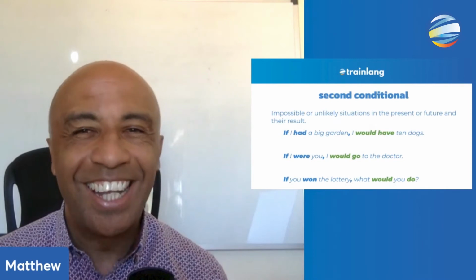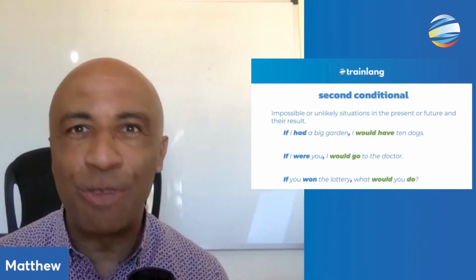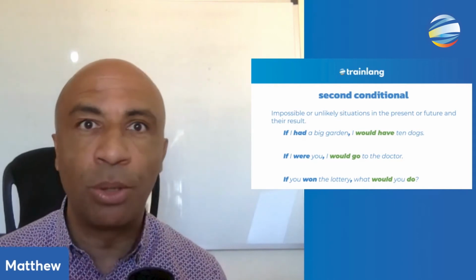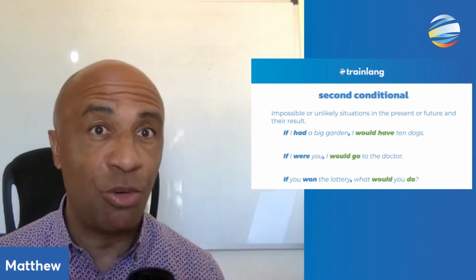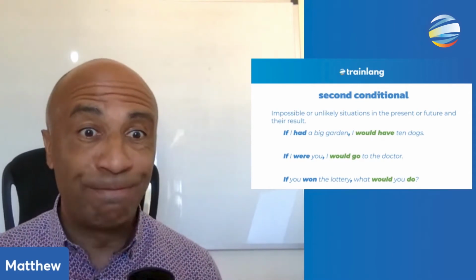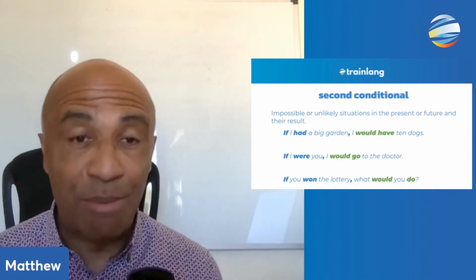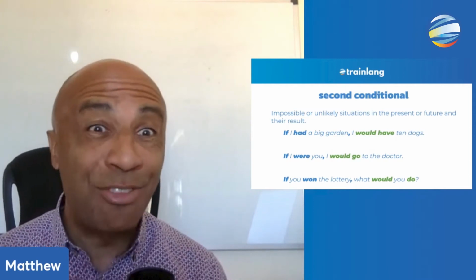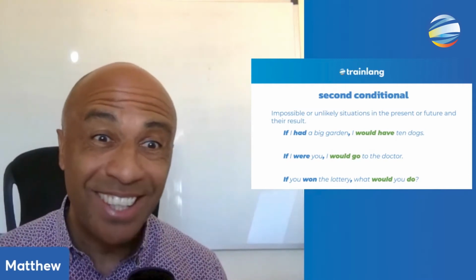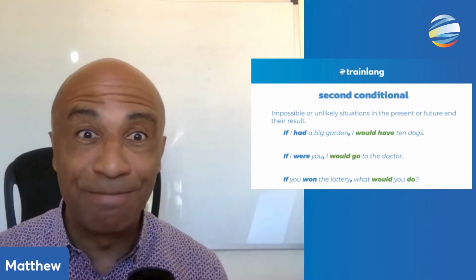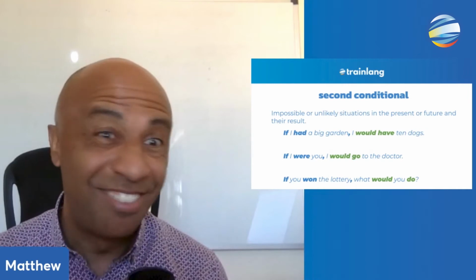Good. Let's have a look at the meanings of those examples. Well, we can see that they are impossible or unlikely situations, and it can be in the present or the future, the result. For example, number one, if I had a big garden, I would have 10 dogs. Well, it's unlikely because I live in a very small apartment. I don't have a garden, and I can't have 10 dogs.